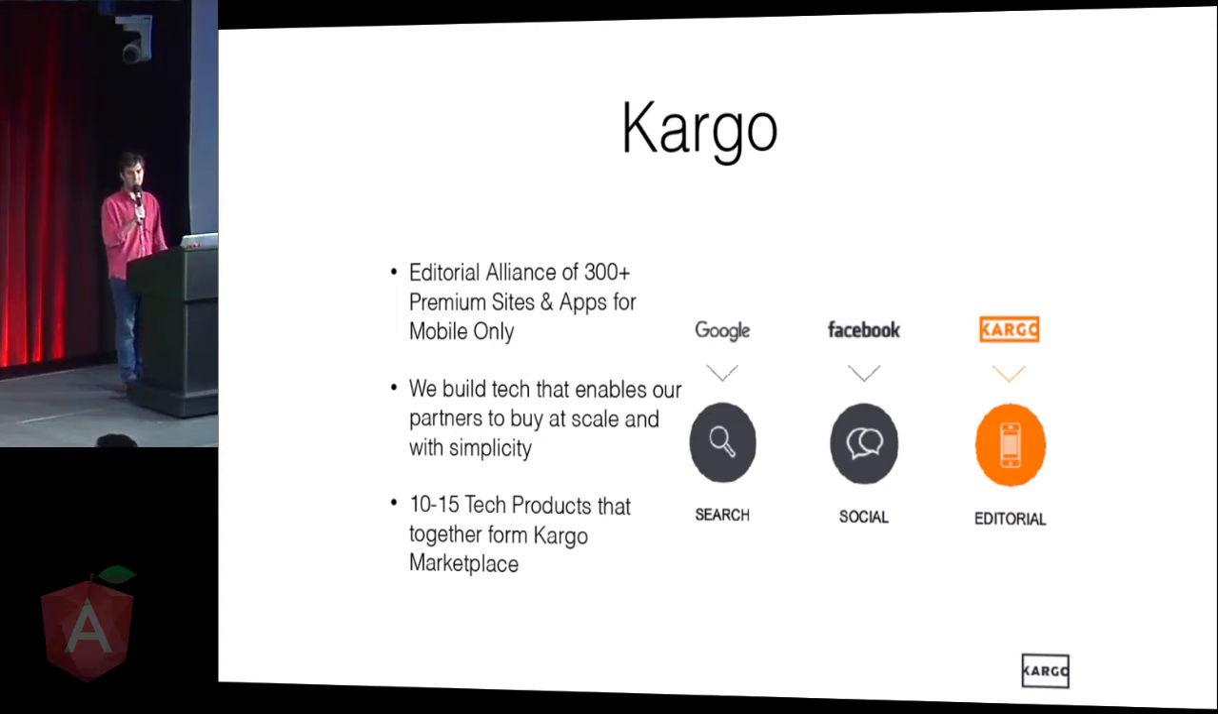What that means is that we basically have this large network of premium publishers, probably all the sites that many of you visit on your mobile devices, and we help our advertiser partners reach the right audiences for their brands to be recognized. And to do that, we built technology that enables our partners to buy at scale and with simplicity. We have about 10 to 15 different tech products that together form what we call Cargo Marketplace.